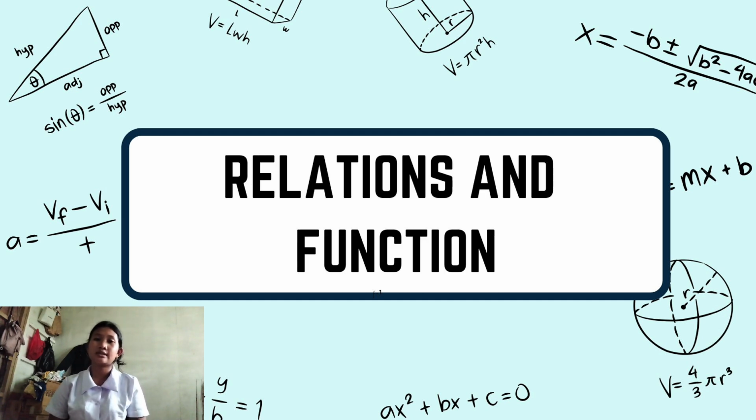A relation shows a connection between two sets by pairing elements from one set with elements from another. And then functions are a special type of relation where each element in the first set is paired with exactly one element in the second set.